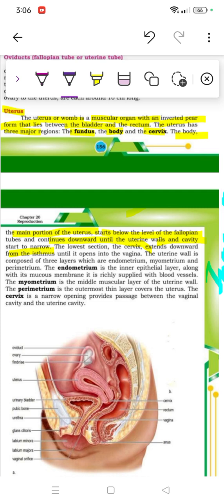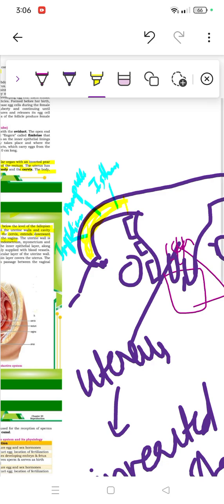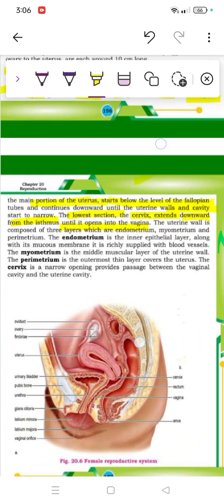So the main portion is of course the body, which is the middle part here. The body, which is the main portion of the uterus, starts below the fallopian tube and continues downward until the uterine walls. Then the lowest section here is the cervix, which extends downward from the isthmus until it opens to the vagina. So the second part starts from the isthmus and opens to the vagina. This entire part is called the cervix.